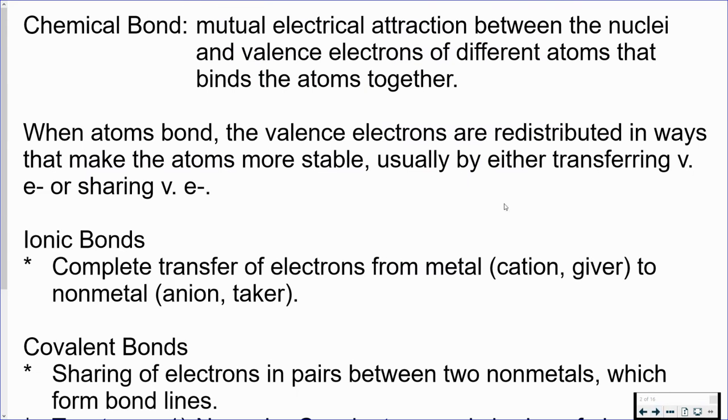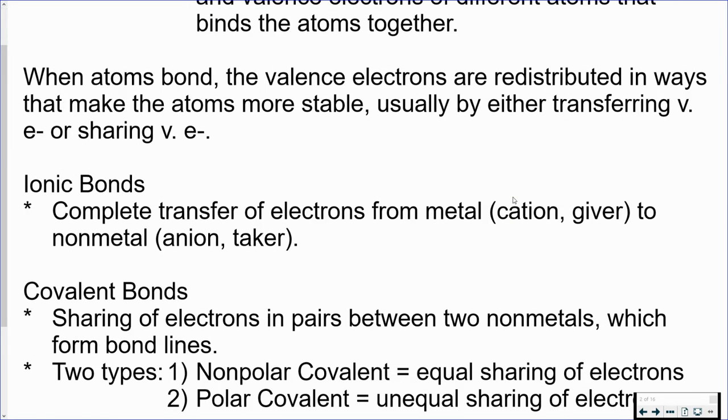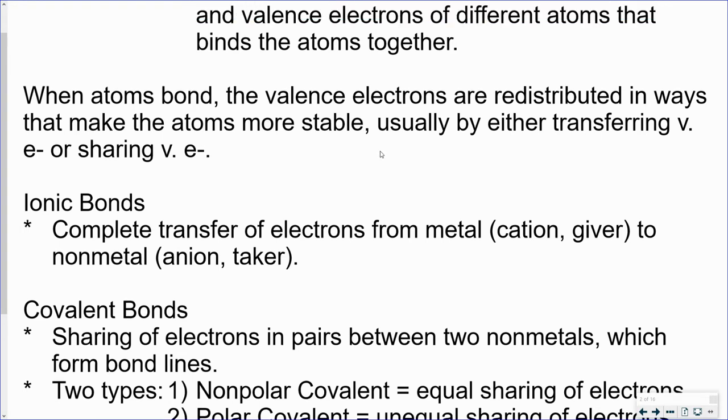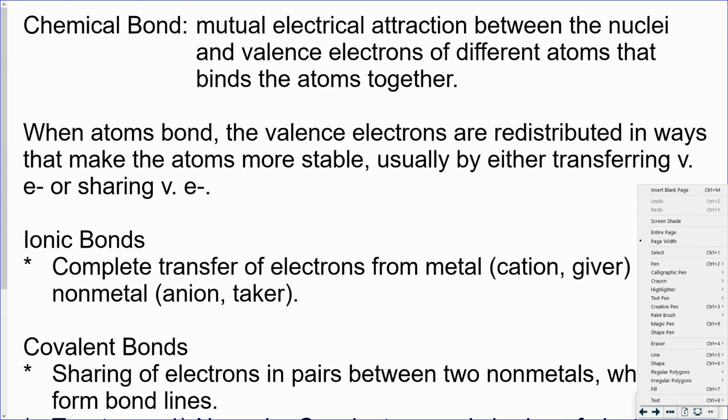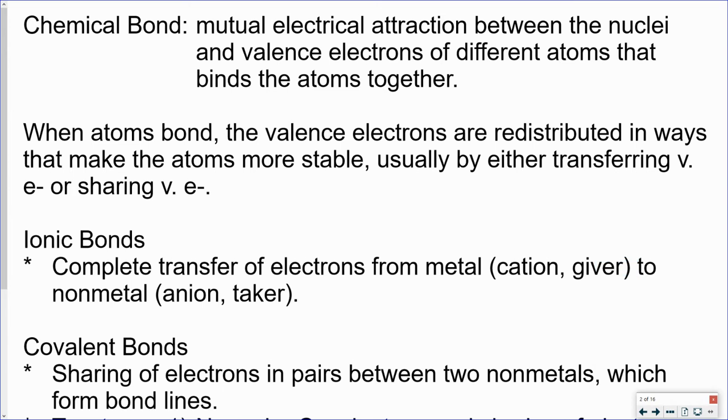So, there are two types of bonds that we're going to talk about more in depth. There are actually three types of bonds. The first type of bond that we're going to talk about is an ionic bond. So, with an ionic bond, you have what are considered takers and givers. So, what happens is electrons get transferred.